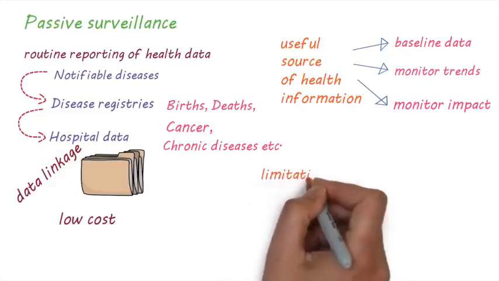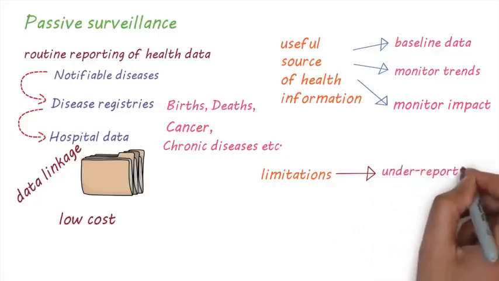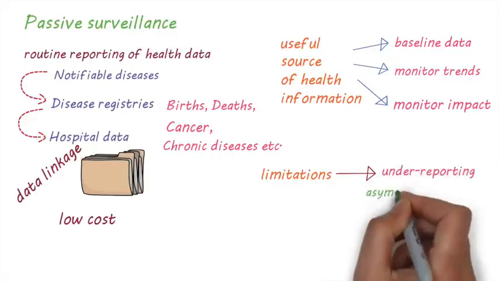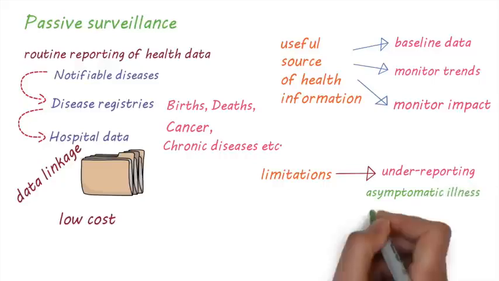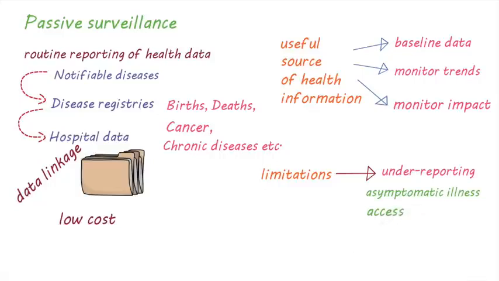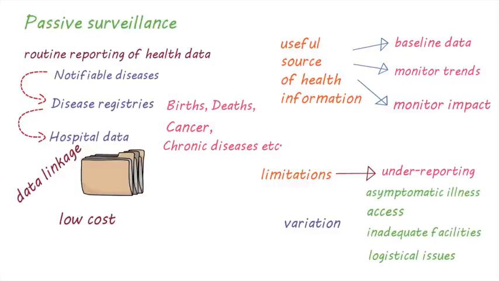There are, however, a number of limitations of passive surveillance. The main one is underreporting. Diseases can be underreported because people have mild or asymptomatic illness and don't seek medical treatment for their illness, or there's a lack of access to treatment. It could also be because laboratory facilities needed to diagnose a disease are not adequate, or that there are logistical problems with reporting disease. In fact, there can be a lot of variation in passive surveillance systems from country to country, which is a reflection of social, economic, cultural, and epidemiological factors.